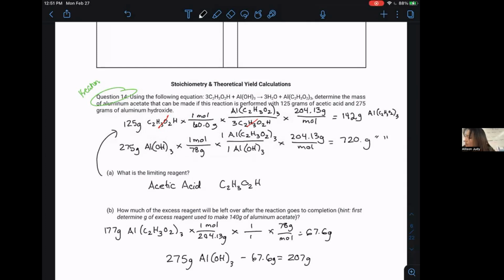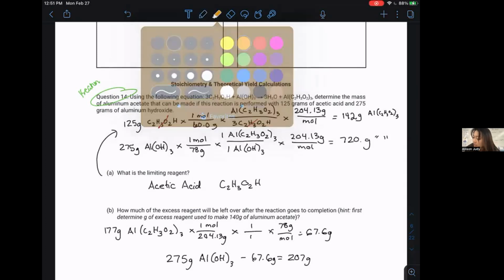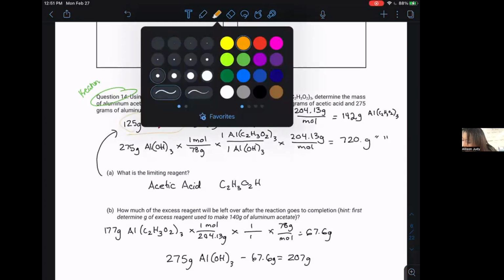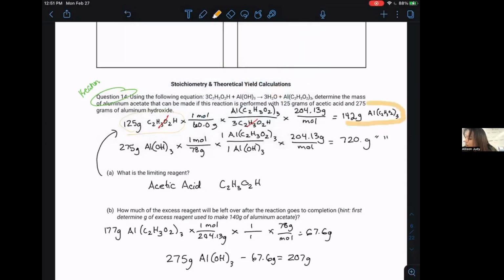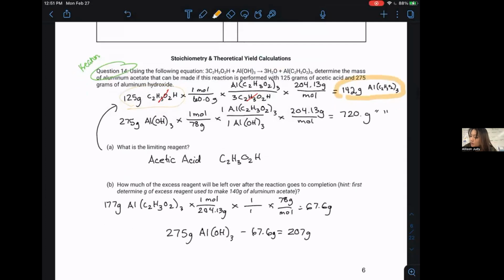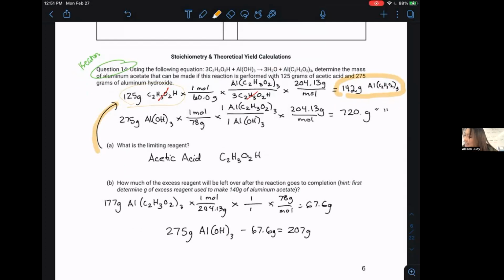Okay, so what is our limiting reactant then? Well, our limiting reactant is this, which means that our theoretical yield is 142. So that being said, we now get to part B. How much of the excess reagent? So now, excess reagent wise, that would be this, what we have in excess. How much of the excess reagent would be left over?